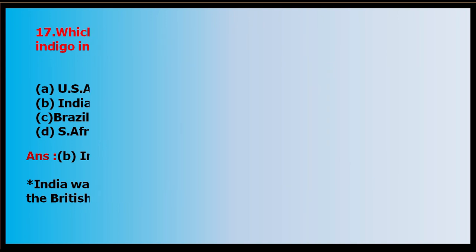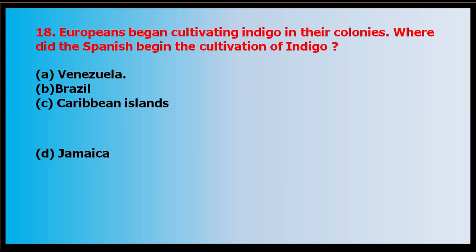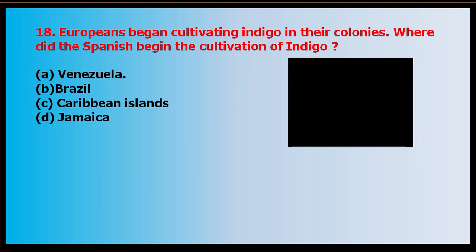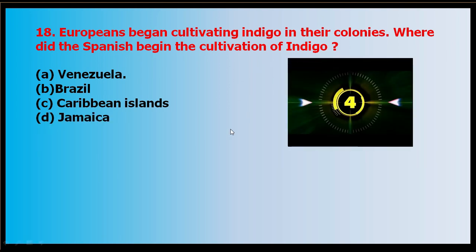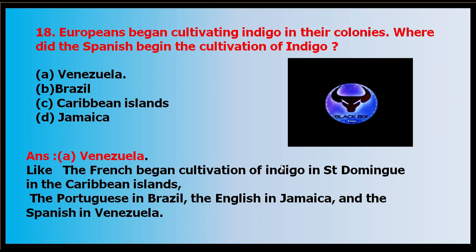Okay, so moving to question number 18. Question number 18 is, Europeans began cultivating indigo in their colonies. Where did the Spanish begin the cultivation of indigo? The options are Venezuela, Brazil, Caribbean islands, or Jamaica. And your time starts now. Where did the Spanish begin indigo cultivation? Okay, so the correct answer is Venezuela.